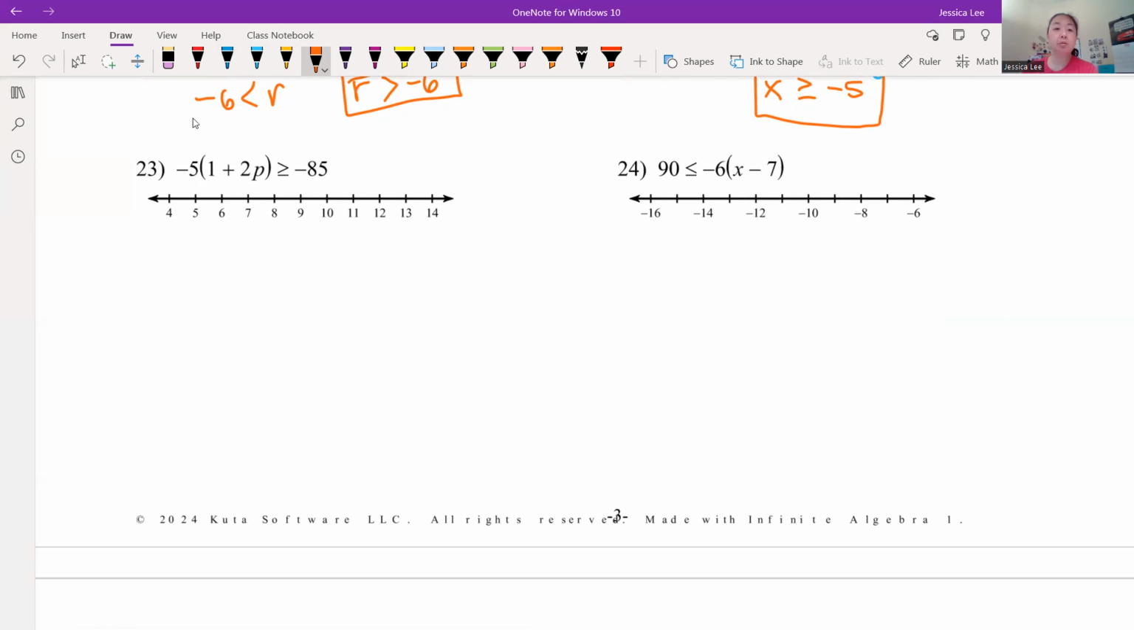Again, we have parentheses, so we're going to deal with that. We're going to distribute. If we didn't have parentheses, we wouldn't have to distribute. So -5 times 1 is -5. -5 times 2p is -10p is greater than -85. So I'm going to get rid of this -5 by adding 5.